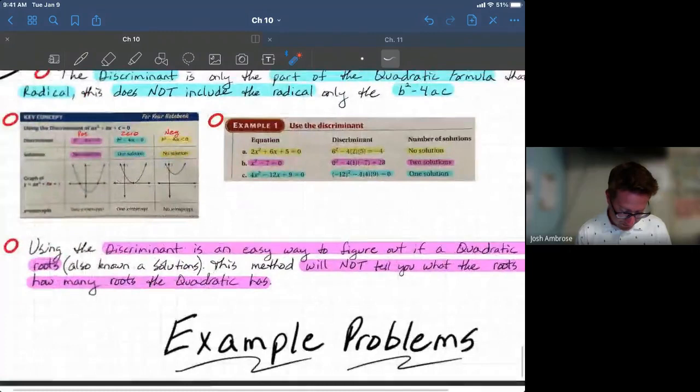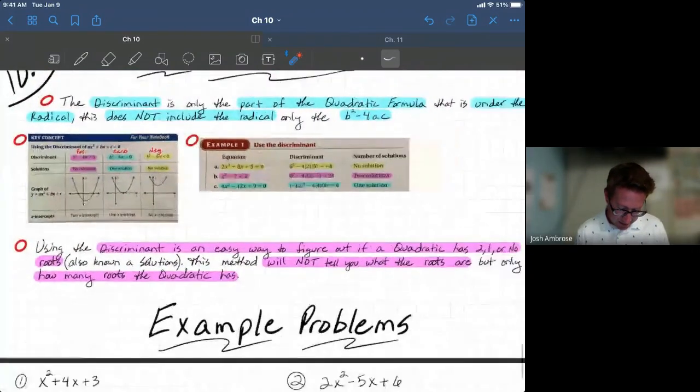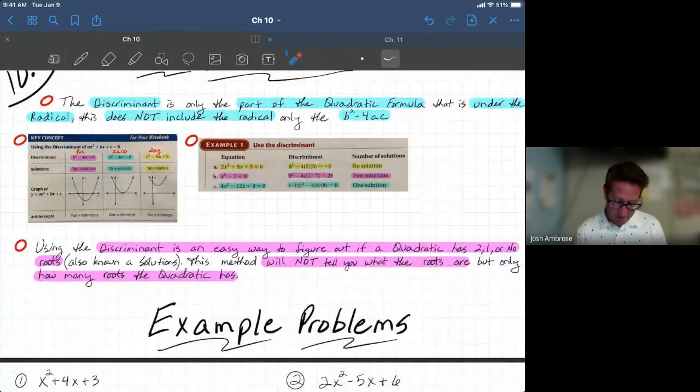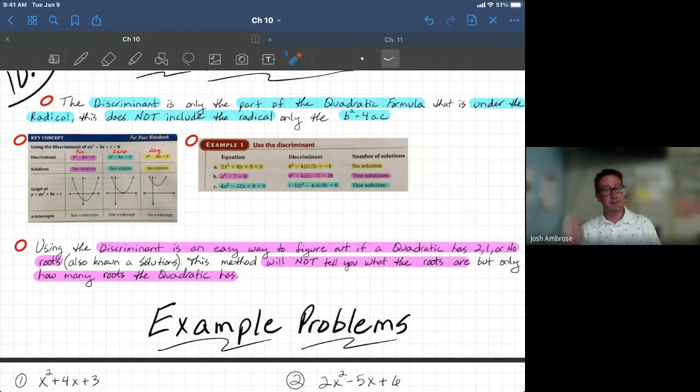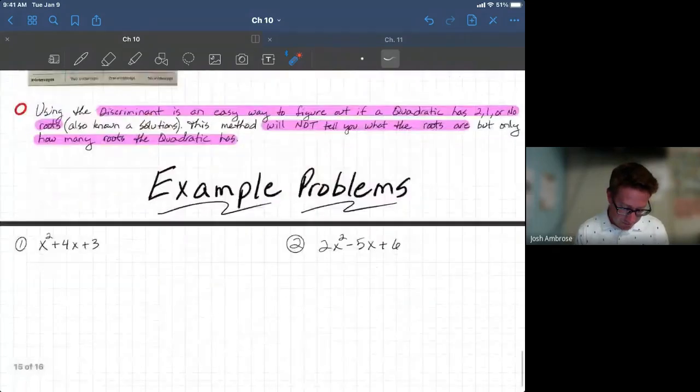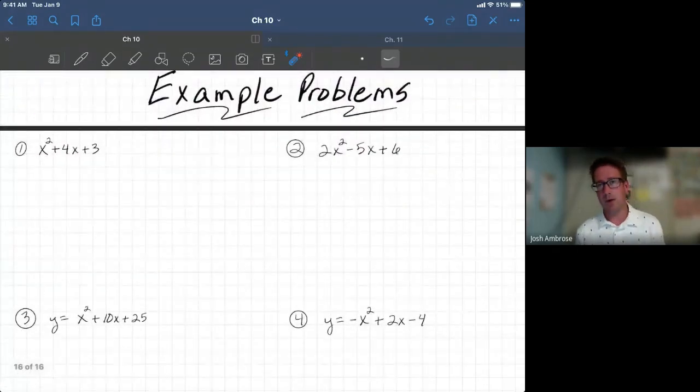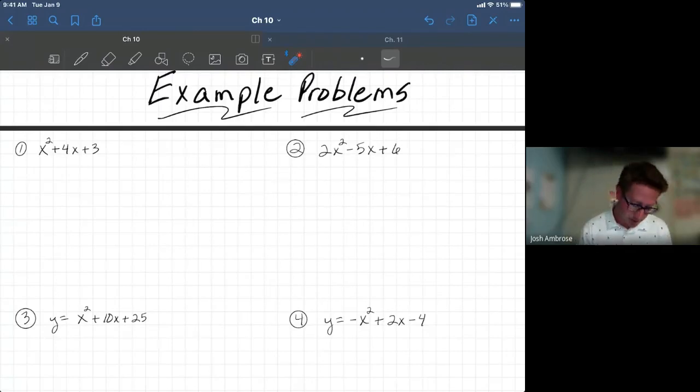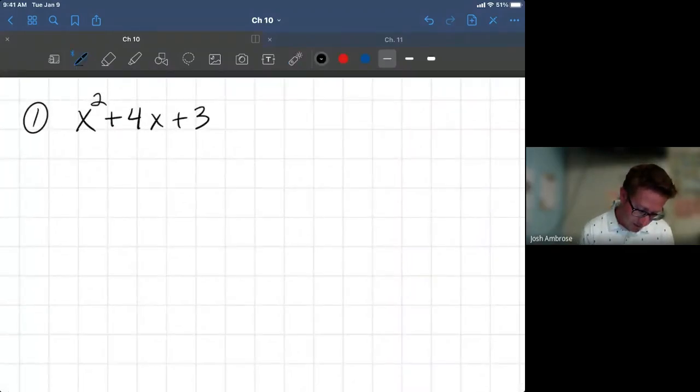Let's zoom out. And just this note right here, it's an easy way to figure out if it has 2, 1, or no solutions to a quadratic formula. All right, let's do 4 example problems, and all we're working out here is just the discriminant, and your final answer is simply stating it has 2 solutions or 1 solution or no solutions. All right, so let's zoom in, and remember the discriminant, b squared minus 4 times a times c.